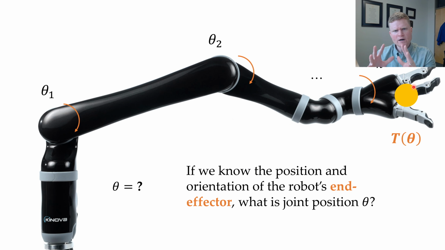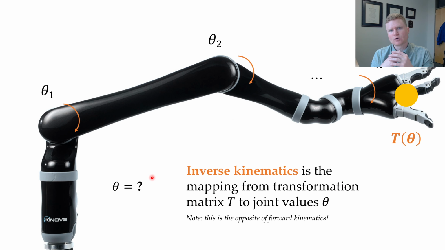All right, but what if I want to start thinking about the opposite problem? What if I know a position and orientation I want my robot's end effector to have? Going back to that strawberry example, maybe I know exactly where I want to stab that strawberry, but how do I find the right joint values that are going to give me that end effector pose? So if I know the position and orientation of the robot's end effector, what is the joint position theta? And that's what I'm looking for right here. So that's going to be the inverse kinematics.